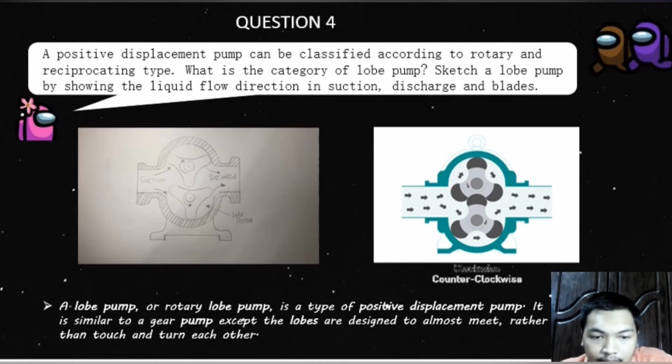A loop pump or rotary loop pump is a type of positive displacement pump. It is similar to a gear pump, except the loops are designed to almost meet, rather than touch and turn each other.